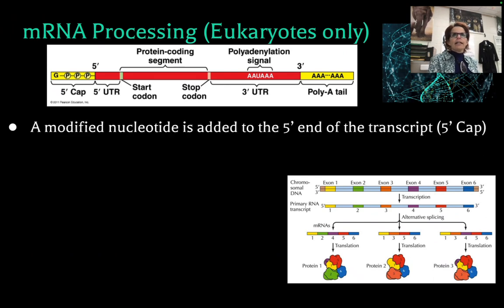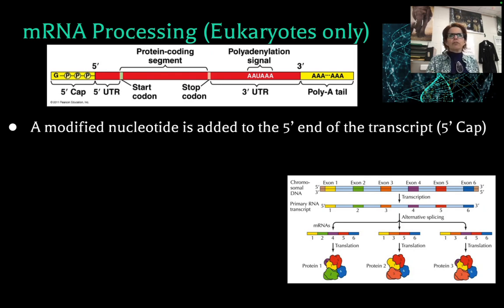Okay, and then mRNA processing, this only happens in eukaryotes. Prokaryotes, everything is simpler. As soon as mRNA is made, the ribosomes clamp on and they start making a protein out of it. In eukaryotes, a lot of things have to happen.